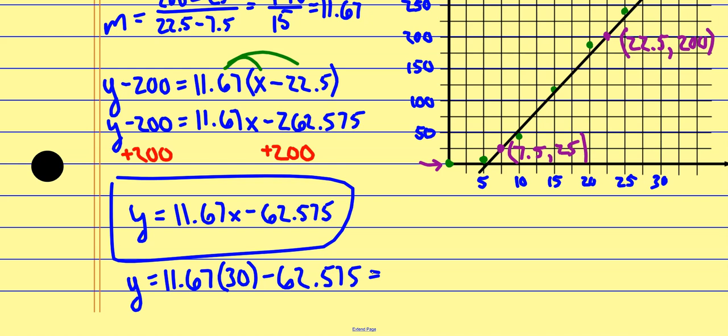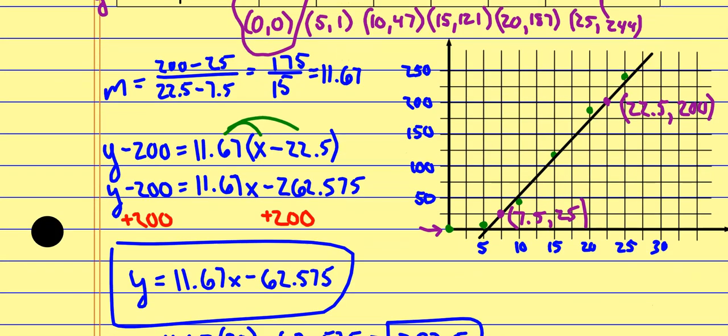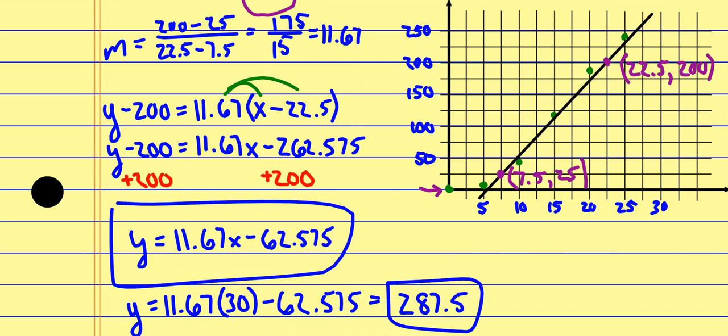So let's see, 11.67 times 30, and then minus the 62.575, and it gives me about 287.5. I'm just going to round it off. 287.5. And when you think about it, go back up here and think about that 287.5. Does that seem to fit with what's happening with the rest of the data? And the answer is yes. Okay, it looks pretty good in terms of the increases. Things are going up by about 40 to 50 each time. And from 244 to 280, 287? Yeah, that's about 40 or 50 each time.